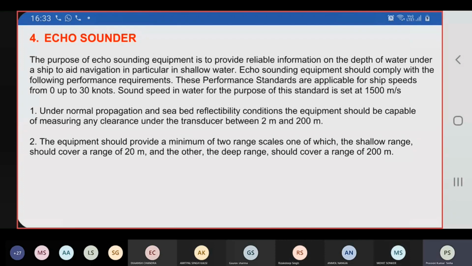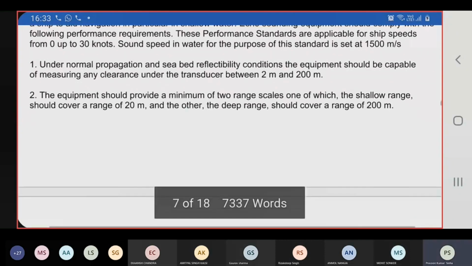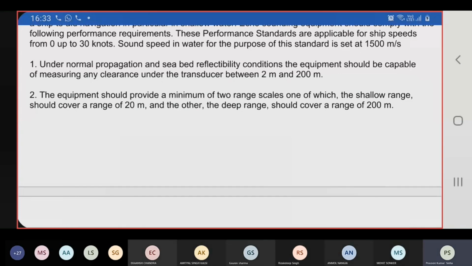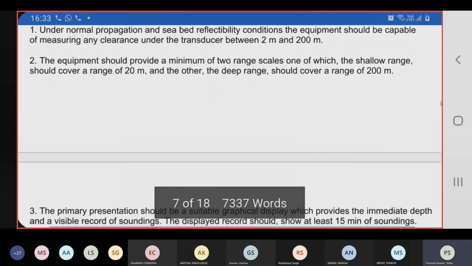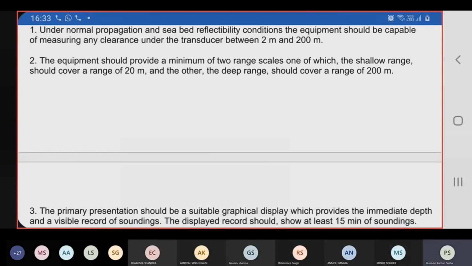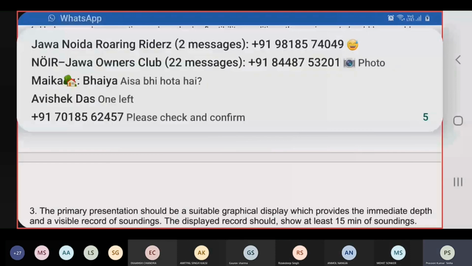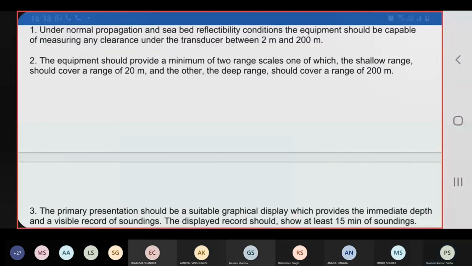And point by point, these are some of the requirements we were talking about. Point number 1, the UKC measurement should be possible within the range of 2 to 200 meters. It can be beyond this, yes, but not less than this. Minimum 2 range scales are required, one for low, the other for high. So 0 to 20 and 20 to 200, a minimum of 2 ranges. But in the example we were seeing whether other ranges were also possible.